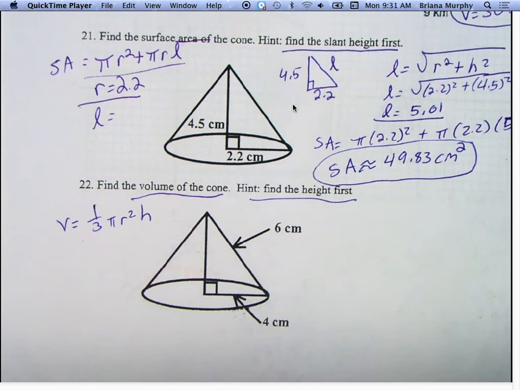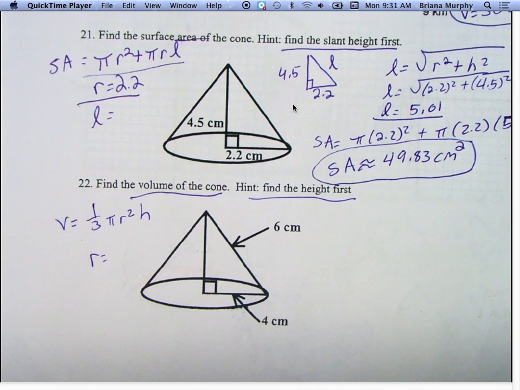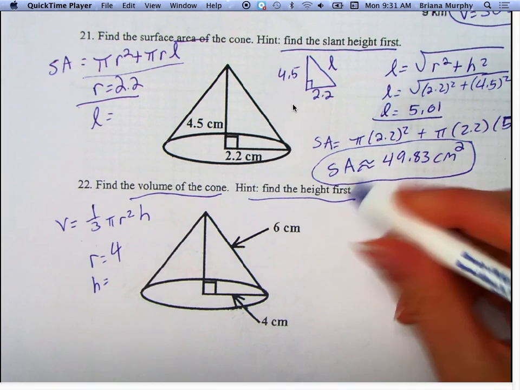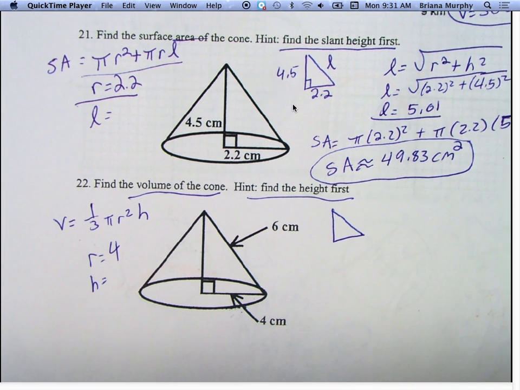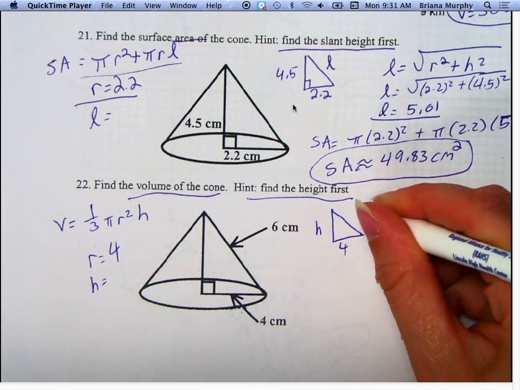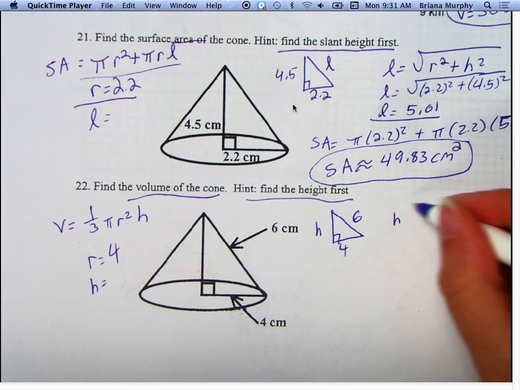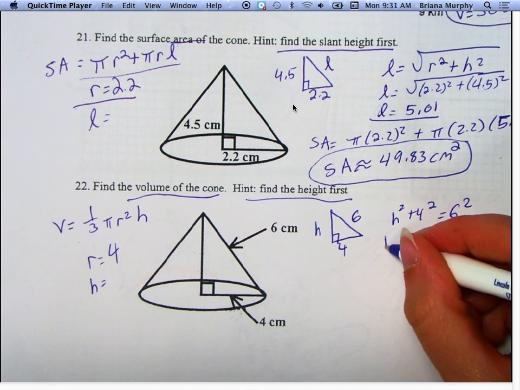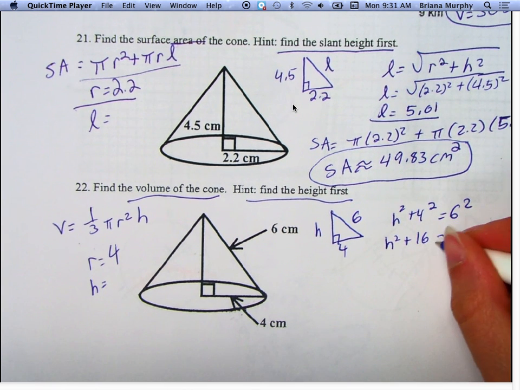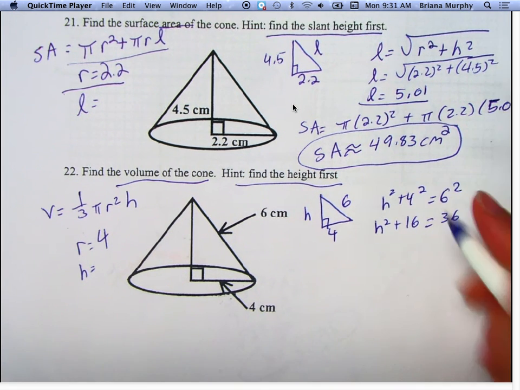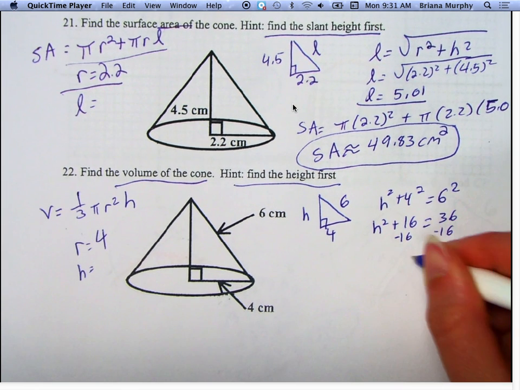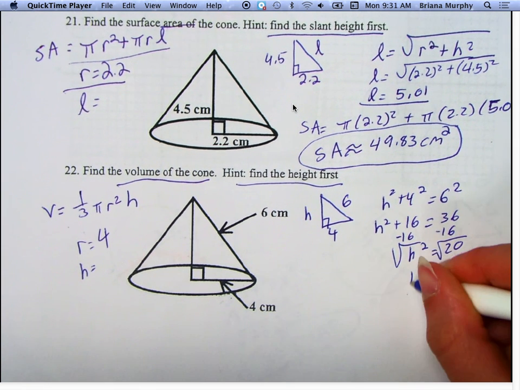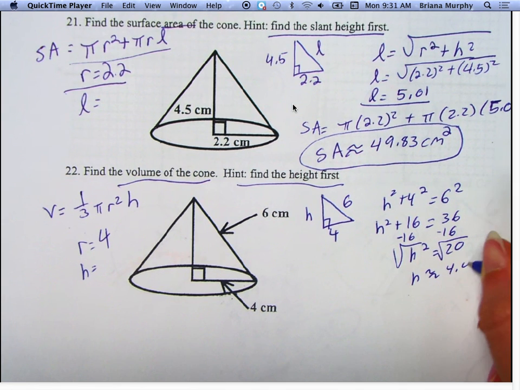Height. Right? What's my radius for this cone? 4. Do I have the height though? No. So again, I have to use Pythagorean theorem. I've got the height, I've got 4, I've got 6. So height squared plus 4 squared equals 6 squared. So that's height squared plus 16 equals 36. Subtract 16 from both sides. Height squared equals 20. Take the square root of both sides. And height is approximately 4.47.